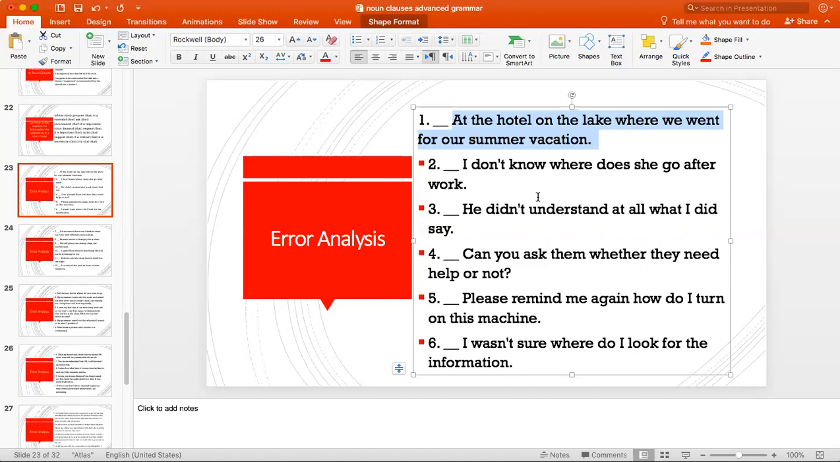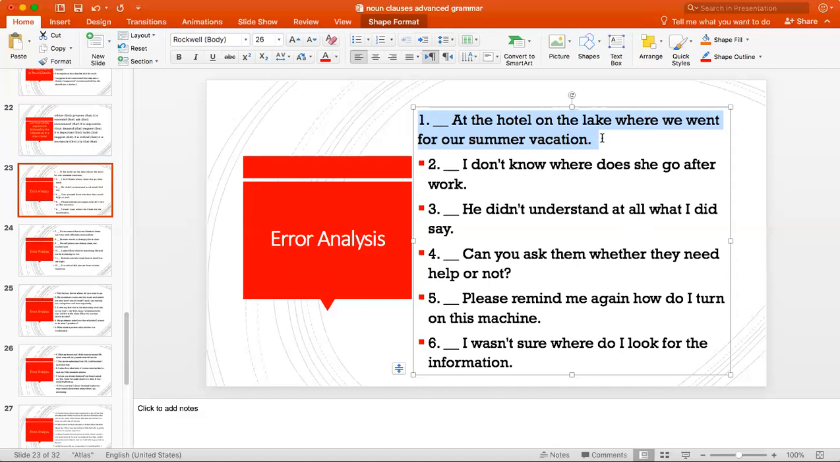What's wrong with this? If you look here, at the hotel, this is a prepositional phrase, no subject, no verb. On the lake, no subject, no verb. Now, where we went for our summer vacation is a noun clause, a subordinate and dependent clause. We don't have a main clause here. I'm sorry, I said it's just one error, but sometimes you need to do a lot to fix it. So this sentence is grammatically incorrect because we don't have a main verb.